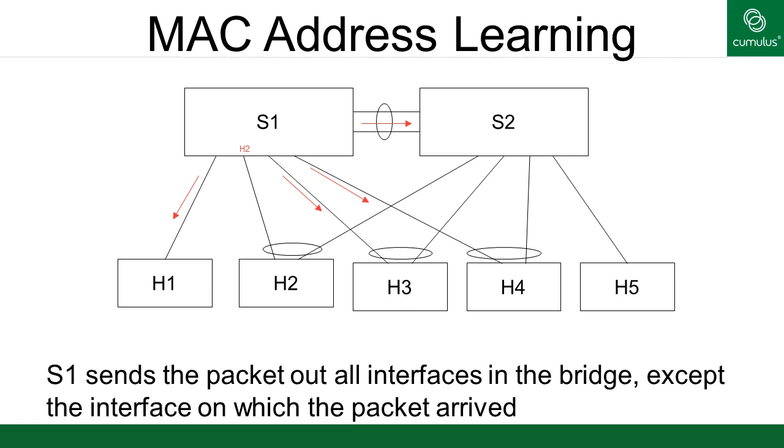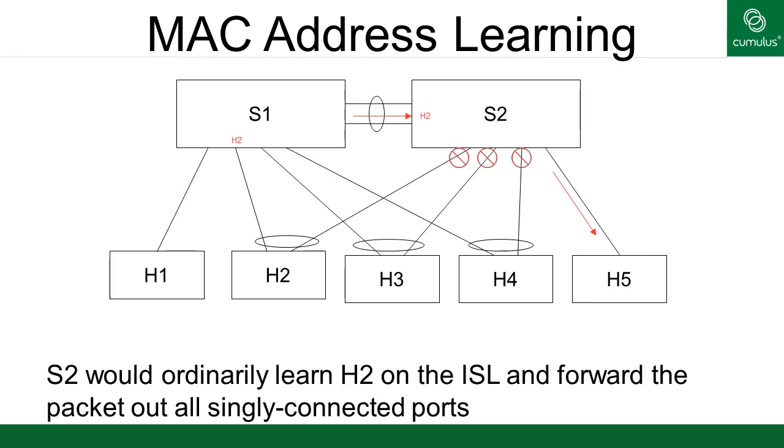When the bum packet is flooded out all ports and S2 receives the packet, it would normally learn that H2 is accessible through the inner switch link because that's where it received the packet. But that's not really what we want. What we would rather have is that S2 would learn that H2 is accessible through its, in this case, the leftmost port there going down to H2. So when we're operating as an MLAG, we disable learning on the inner switch link.